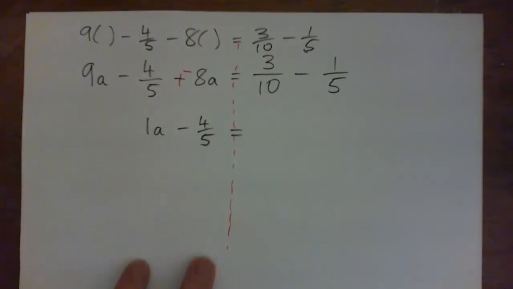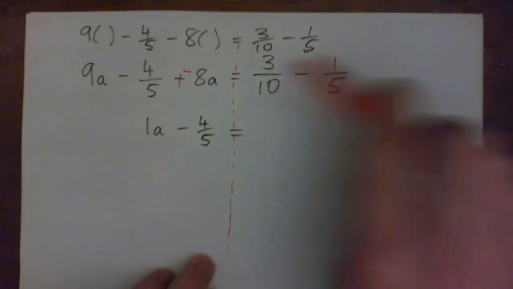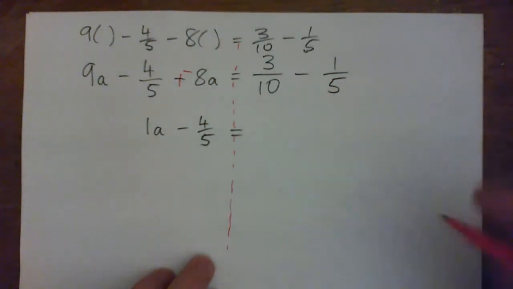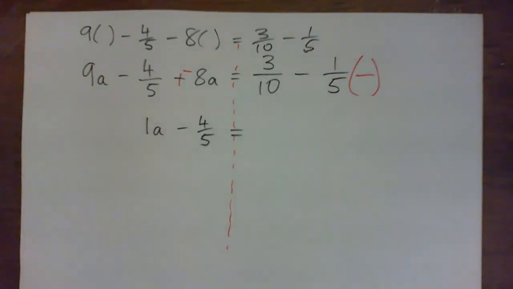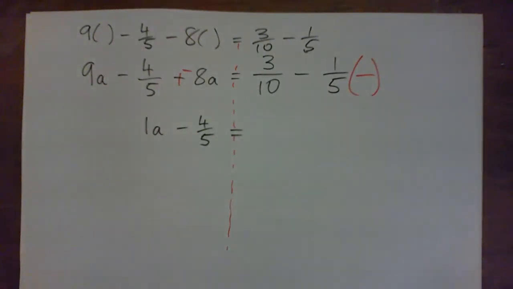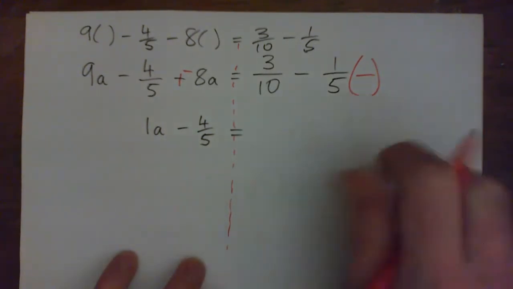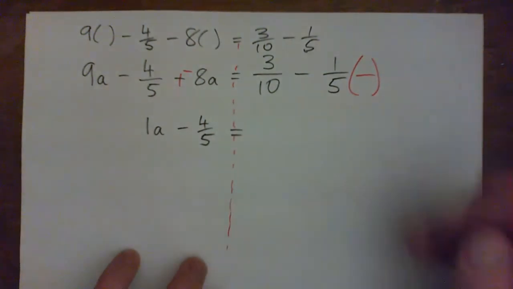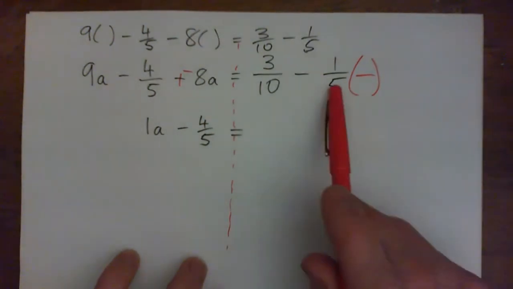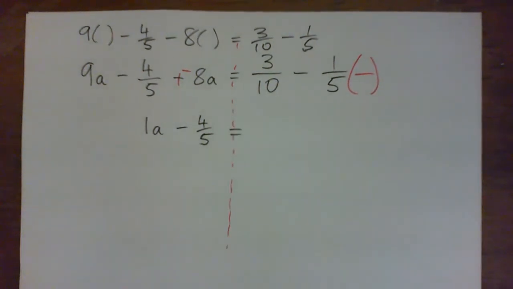Those are not like terms because a is a variable and 4/5 is just a number, right? Now on the right, we've got two fractions, 3/5 minus 1/5, right? What I'm going to do is make the bottoms the same so that we can subtract the fractions, or get the lowest common denominator between the two fractions. So all we have to do is think, okay, what do we multiply 5 by to get 10? 5 times what gives 10?